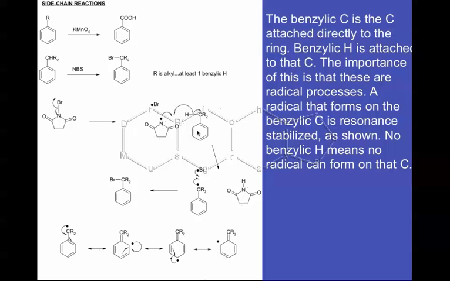Now, what can happen then is that the N dot can remove the benzylic hydrogen and form this stabilized radical that I was alluding to earlier. The Br dot then can react with this stabilized radical to put a bromine group on the benzylic position. And that's what the NBS will do.